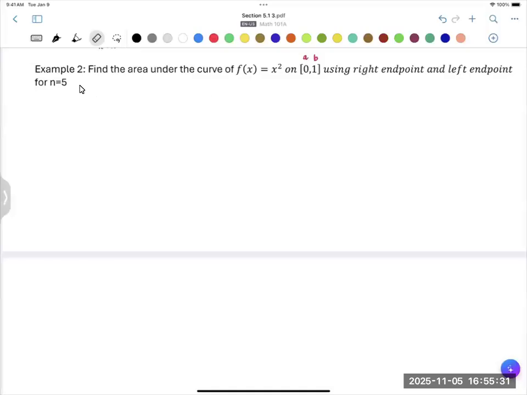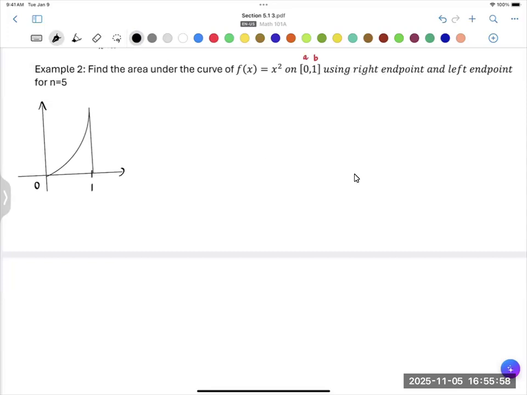Now let's take a look at an example. I want to find the area under the curve on the interval from 0 to 1 using the right endpoint and left endpoint. The graph of the curve looks like this. It's a parabola, okay? And we want to find the area from 0 to 1, from here.